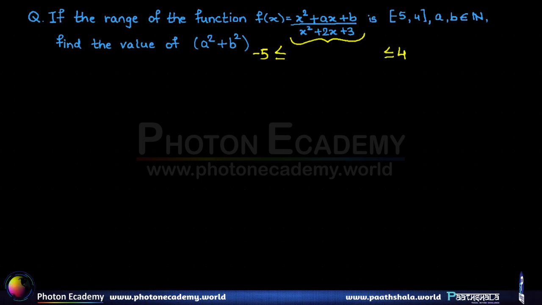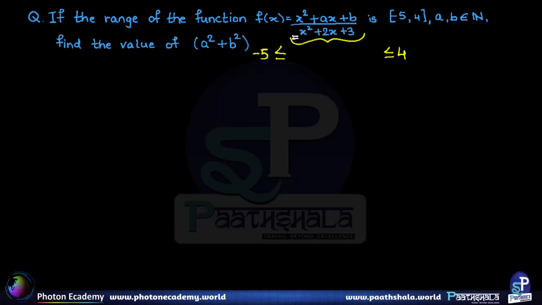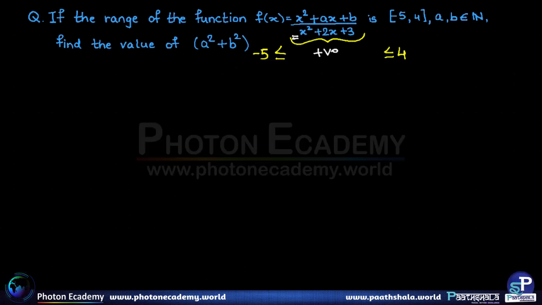Over here we see that the leading coefficient is positive, and we also see that D, that is 2 square minus 4bc, that is 4 minus 12, so it is negative. So this quadratic expression will always be positive. It is always greater than 0. So we can cross multiply throughout and the inequality will not change.